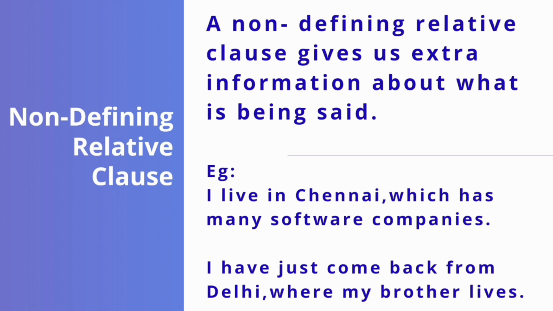Another example. I have just come back from Delhi, where my brother lives. In this example also, you can find where my brother lives is not necessary to understand that I have come back from Delhi. Right? If you notice, we have separated a non-defining relative clause from the main part of the sentence by commas because it is additional information, whereas we don't separate a defining clause from the main part of the sentence by commas because it is essential information which is needed to clarify who or what we are speaking about.